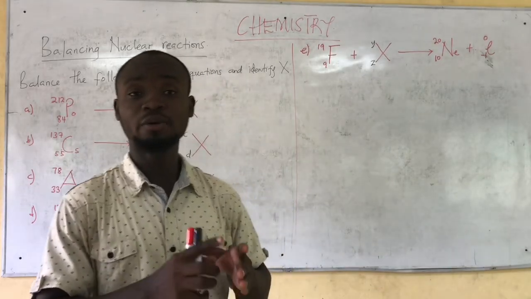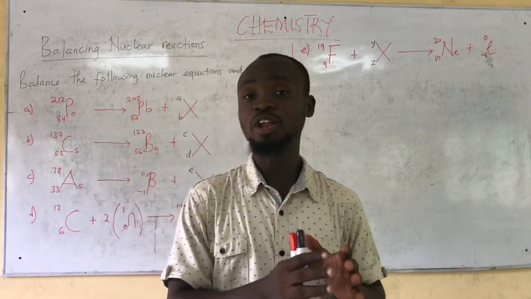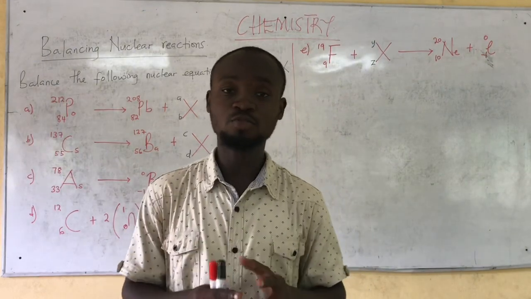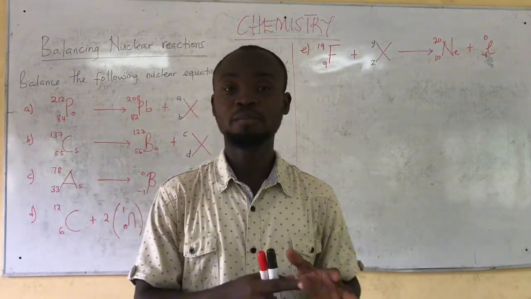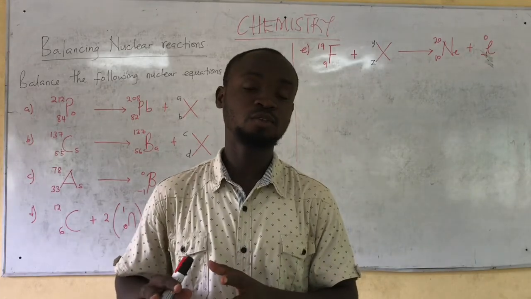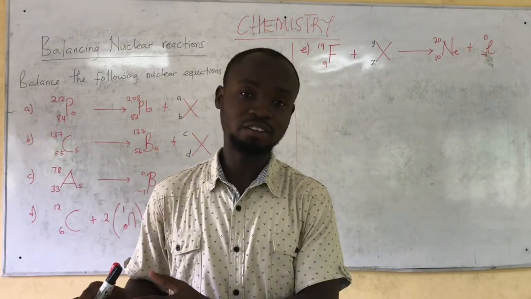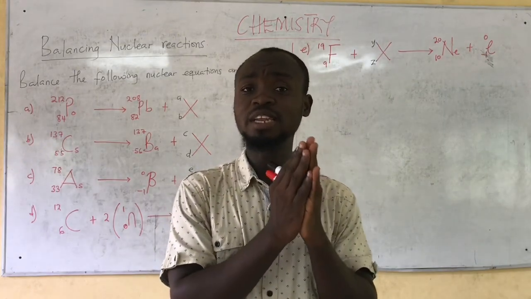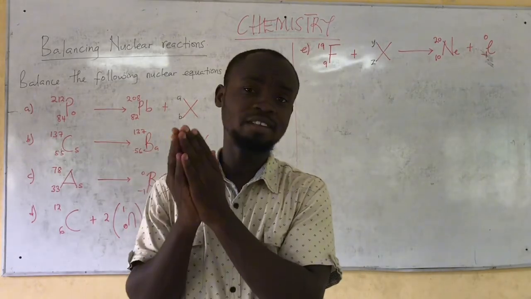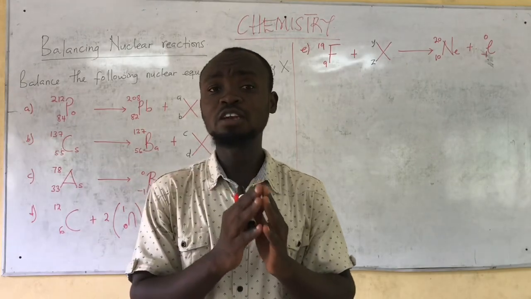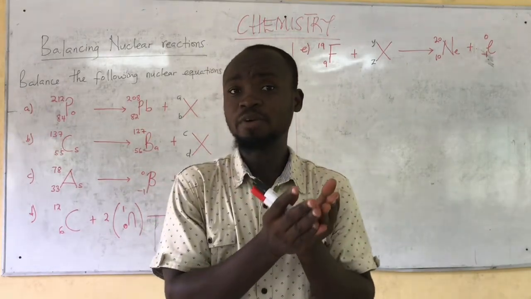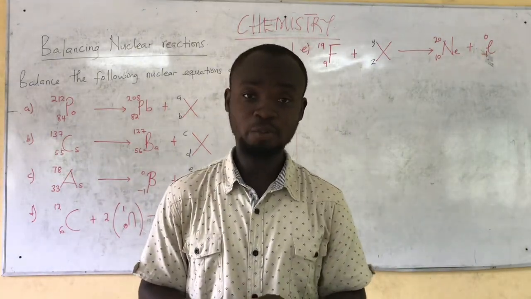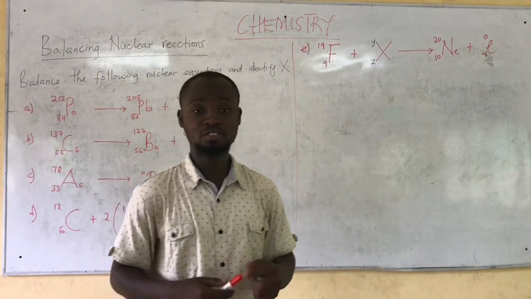So in balancing nuclear reactions, the mass numbers of all the reactants must be the same as the mass numbers of all the products. And also the atomic numbers of all the reactants must be the same as the atomic numbers of all the products. It simply means that when you add all the mass numbers of the reactants, it should be equal to the total sum of the mass numbers in the products. And if you add all the atomic numbers of the reactants, it should be equal to the summation of all the atomic numbers in the products as well. That is how we balance nuclear reactions.